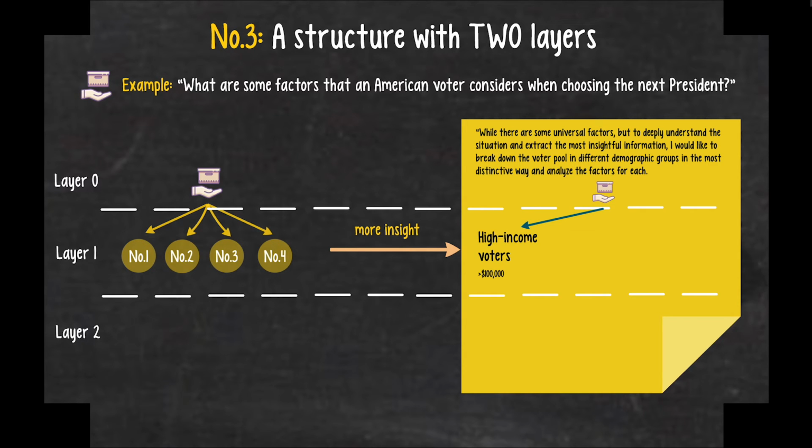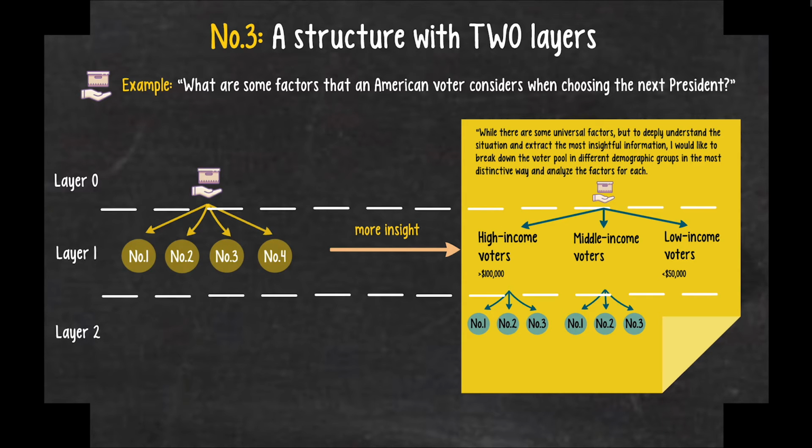High-income voters, those with annual income from $100,000 and up, middle-income voters, and low-income voters, those with annual income less than $50,000. For the first group, some important factors are number 1, number 2, and number 3. For the middle-income group, here are the factors, number 1, 2, 3, and so on.